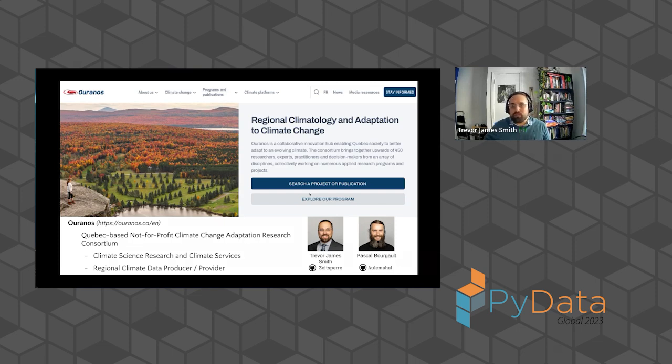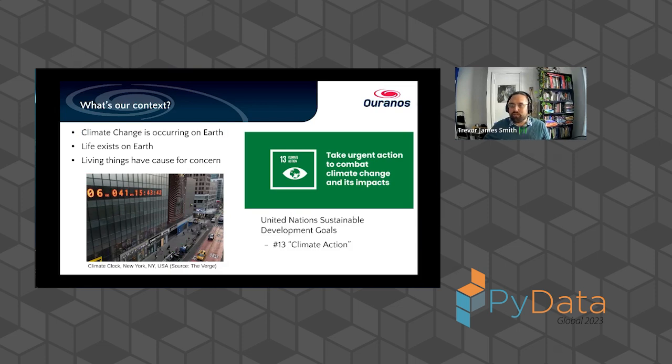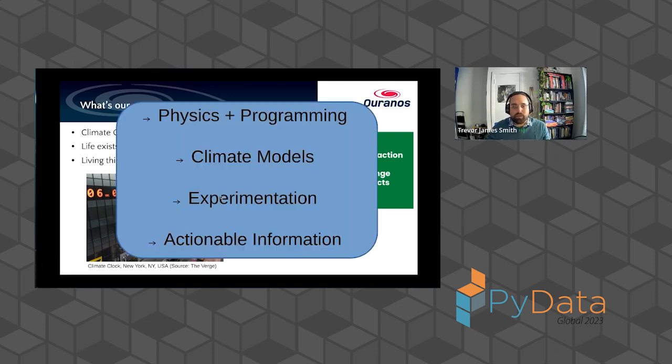So before anything, it's always good to know why we're doing the things that we are doing. And yeah, climate change is occurring on Earth. Life is on Earth, and it's going to affect life. So a lot of people are concerned. The United Nations has the Sustainable Development Goals. So number 13 is taking climate action. I put the climate clock in New York as well. So what can we do about it? Well, we have physics, we have programming, we can generate climate models, which leads to making experiments. And hopefully from these experiments, we can get actionable information.